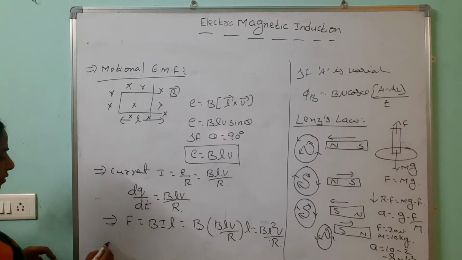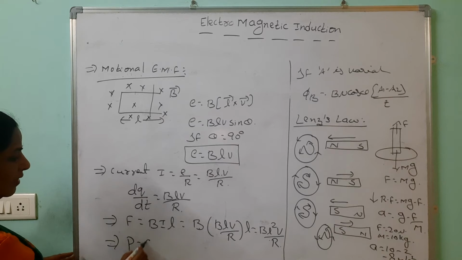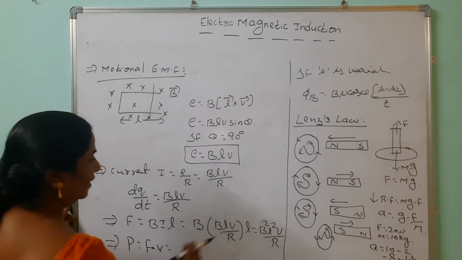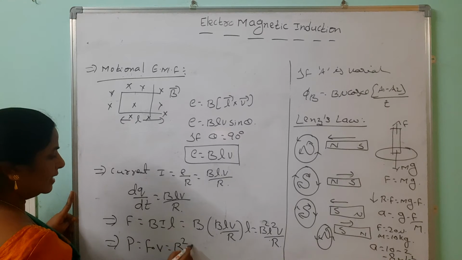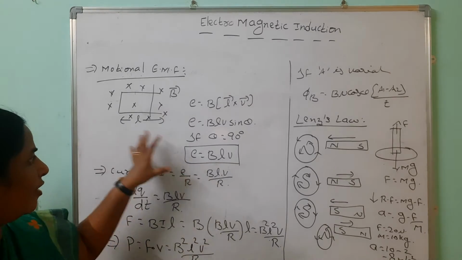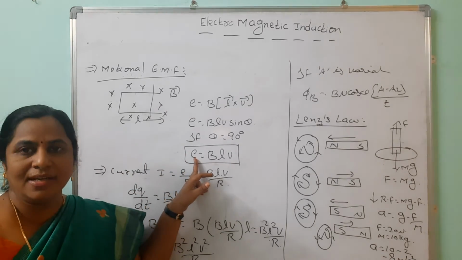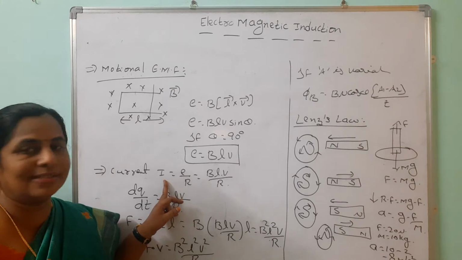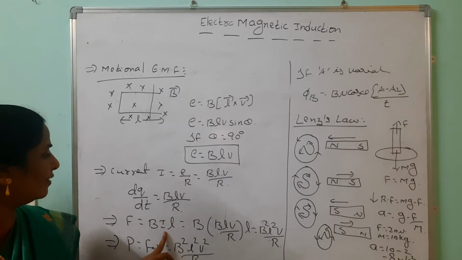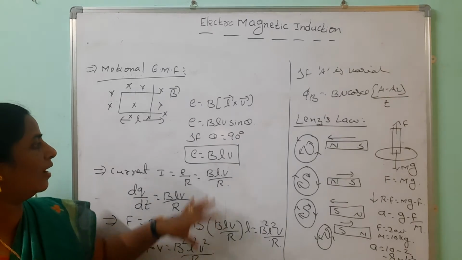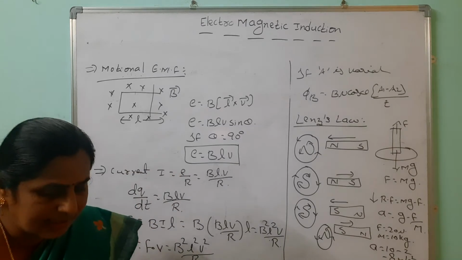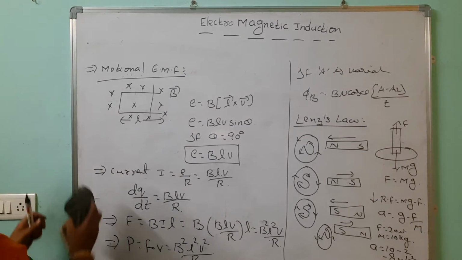When you know the magnetic force, you can find out the power also. Power equals force into velocity. Here B square also we get, B into B. So power is B square L square V square by R. You must remember all these formulas, then you can find out the induced electromotive force. This is the electric current, when you know the resistance, this is the charge, this is the force and this is the power. All belong to the induced condition only. So this is about the motional electromotive force.